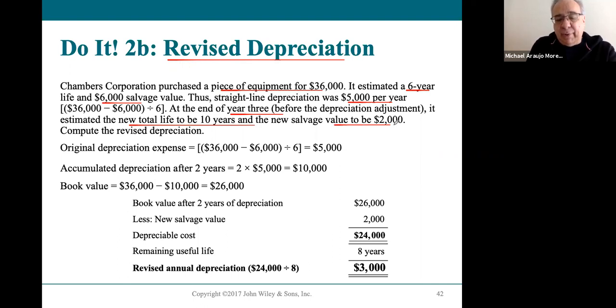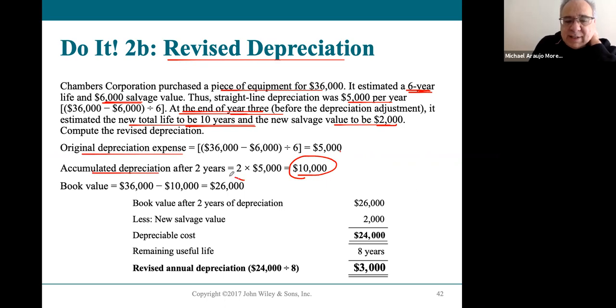So you've already written off 3 years of this thing. And originally you had only 3 years left. Well, now you have more than that, right? You have up to 10 years. And instead of it being worth $6,000 at the end, it's worth $2,000. So the original depreciation was $5,000 per year. You have already accumulated 2 years of depreciation. So you've already written off $10,000 of this asset after the 2 years. At the end of the third year, you have adjusted these issues.